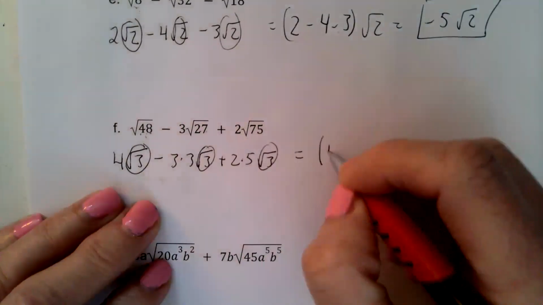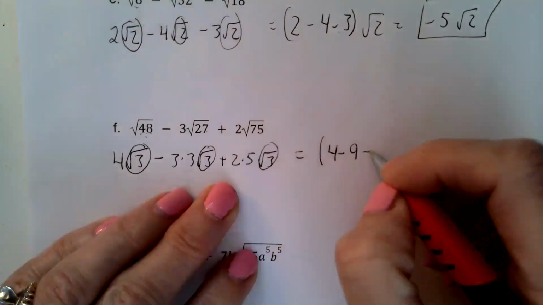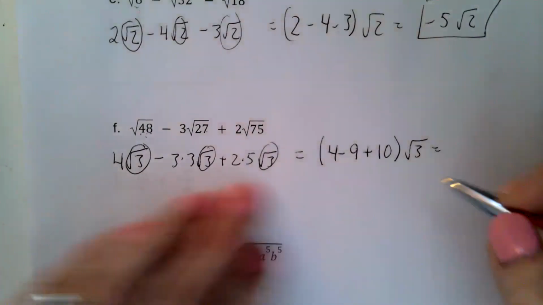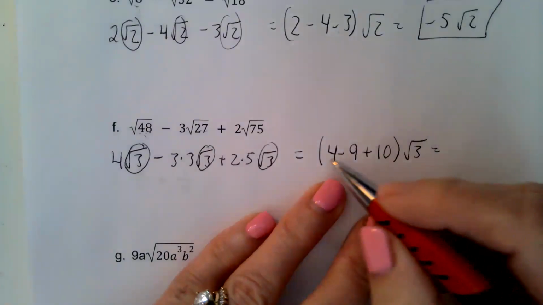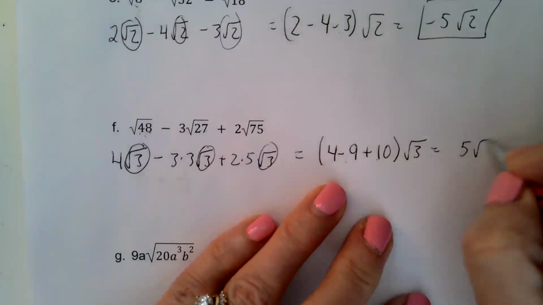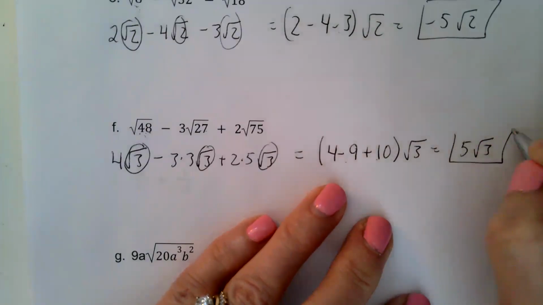So I've got 4 minus 9 plus 10 times the square root of 3. So I have 4 minus 9 is a negative 5, plus 10 is a positive 5, times the square root of 3.